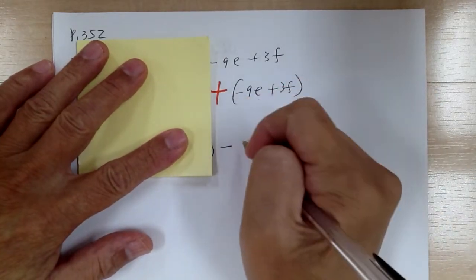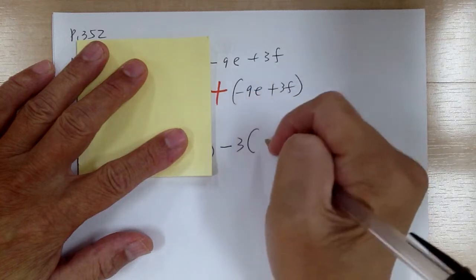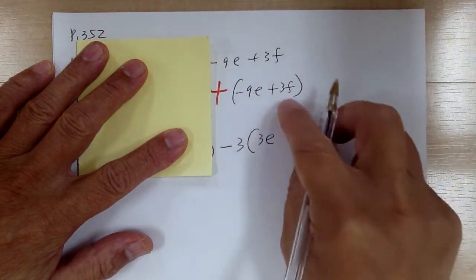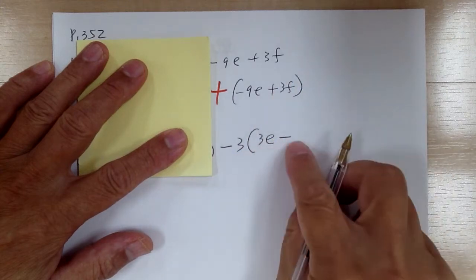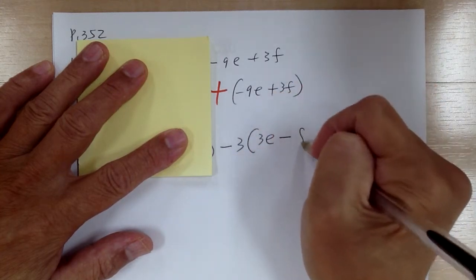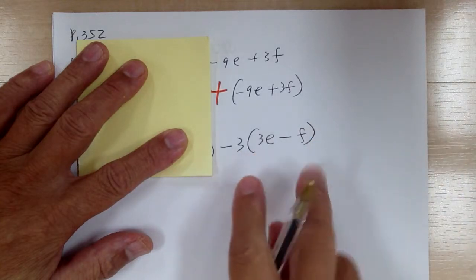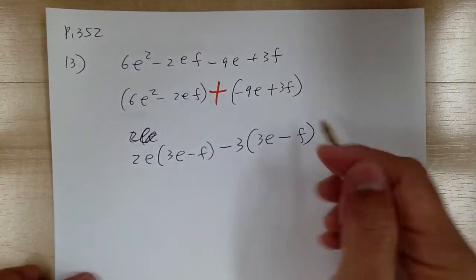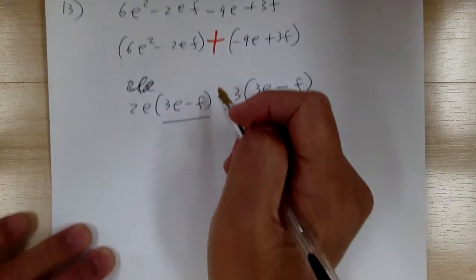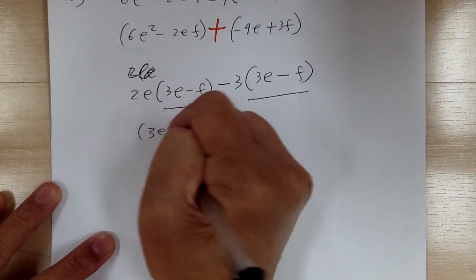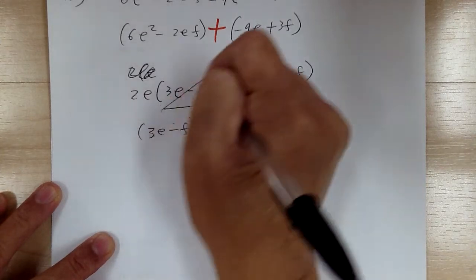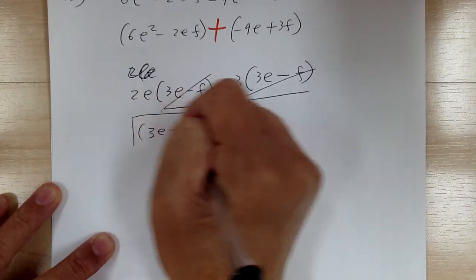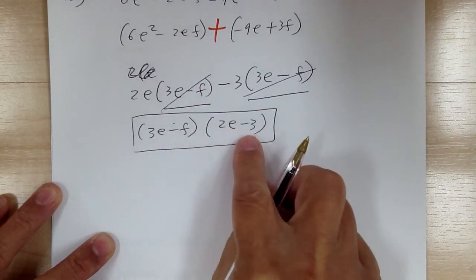And 3 and 9 can factor out the 3. So you're going to get 3e, double check. Negative 3 times 3 gives you a negative 9. Okay, and the negative, so negative times negative will give you positive. And it would be an f right over here. So double check. So that gives you plus 3f. Okay. And now you have 3e minus f, 3e minus f. So you can factor that out. So it's gone. So you got 2e minus 3 left over. Okay, so 2e minus 3, that's your second parentheses.